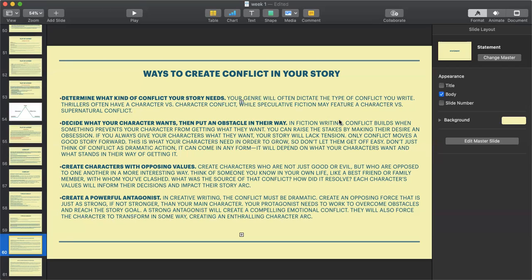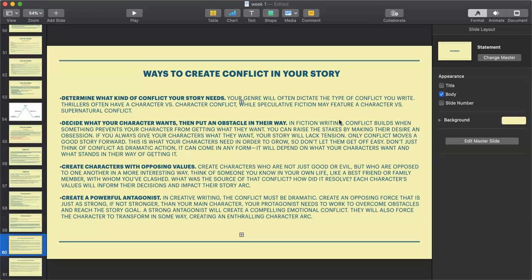Don't just make them very flat, good versus evil, but sometimes create multi-dimensional characters where the characters can be friends, the characters can be very close people, but still there is a conflict which makes them different. Okay. And basically we will read the story or see the film out of interest in how they solve the problem. So each character's values will inform their decisions and impact the story arc, or how the story goes.